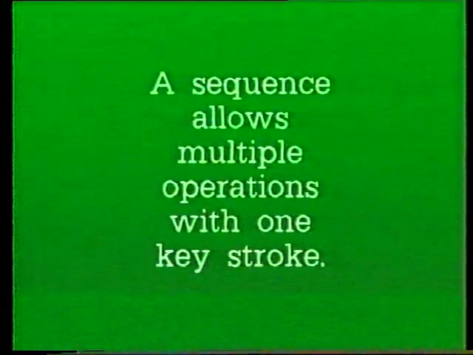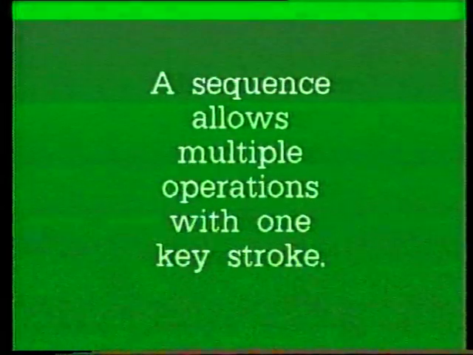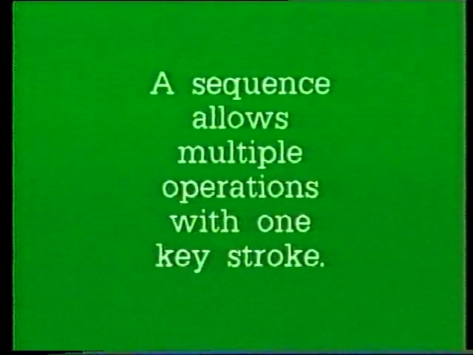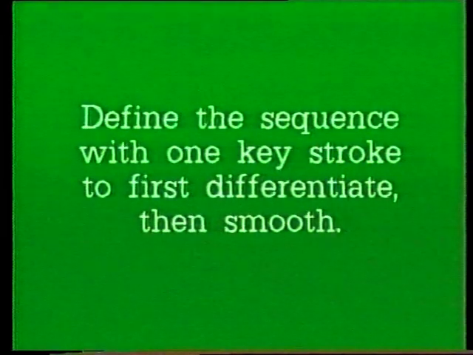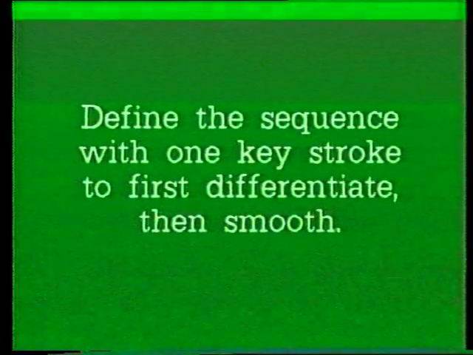By a sequence, what we mean is to be able to do multiple operations with one keystroke. For example, what I would like to create is a massage sequence where I can utilize a 9-point differentiation and a 9-point smooth with one keystroke. That is very common in massaging survey scans. Rather than first differentiating, waiting for the spectrum to display, and then smoothing and waiting for the final product, I can define that sequence with one keystroke to first differentiate and then smooth.